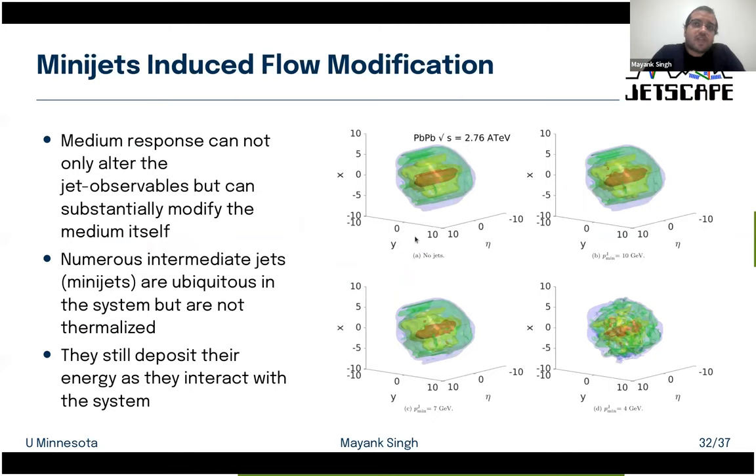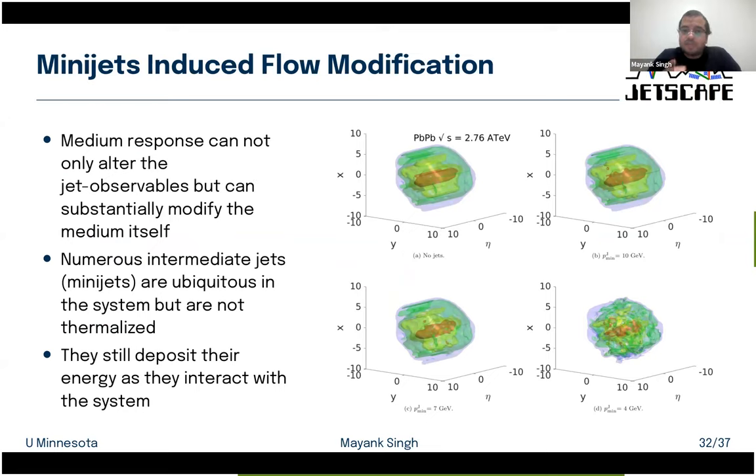So instead of looking at very high energy jets, you could also look at lower intermediate energy jets, which are say 4 to 20 GeV, which are many more in number. So if you study that using medium response, using source terms in hydrodynamics, medium response does not only alter the jet observables, but can substantially modify the medium itself.